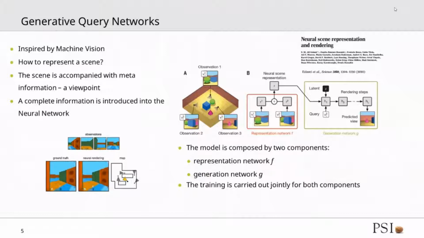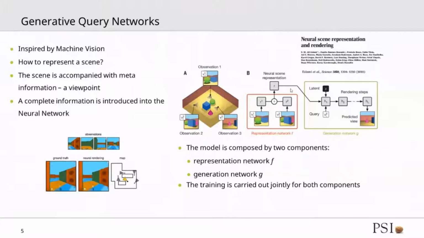But you take into account not only the pictures themselves, but also the meta information associated with the picture, which are these objects. And so you have a lot of these images which are accompanied by this meta information, and you somehow introduce this into the neural network, broadly speaking.